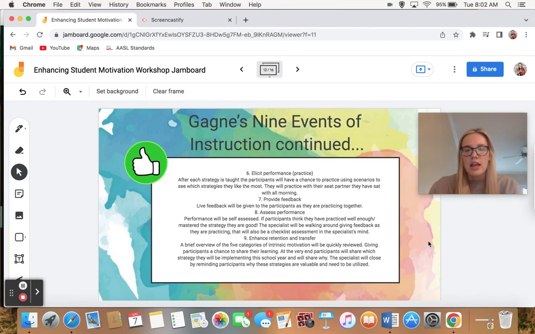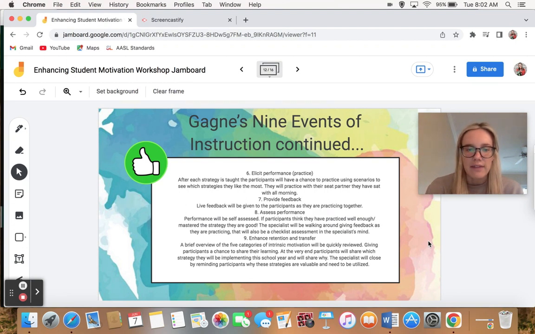Number 6, elicit performance or practice. After each strategy is taught, they're going to get a chance to practice using scenarios and see which strategies they like the most and which ones they think are going to work the most. And they're going to do that with their partner.